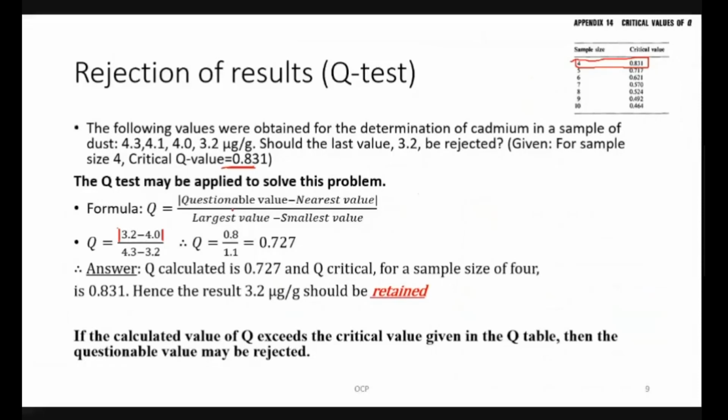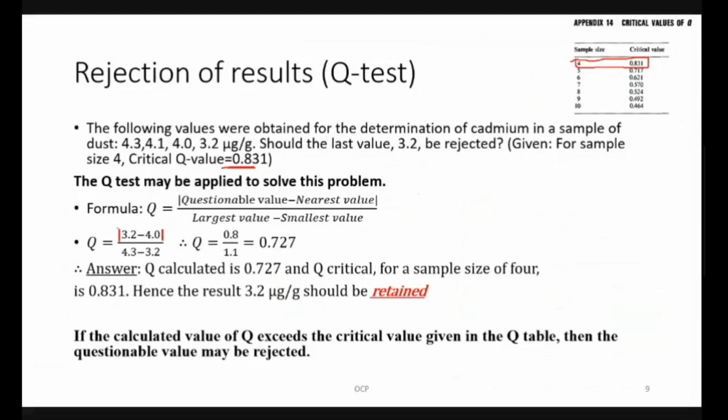So Q calculated is 0.727 and Q critical for a sample size of 4 is 0.831, which is larger than the value that you found. Hence the result 3.2 microgram per gram should be retained. It should not be rejected. If the calculated value of Q exceeds the critical value, then the questionable value may be rejected.